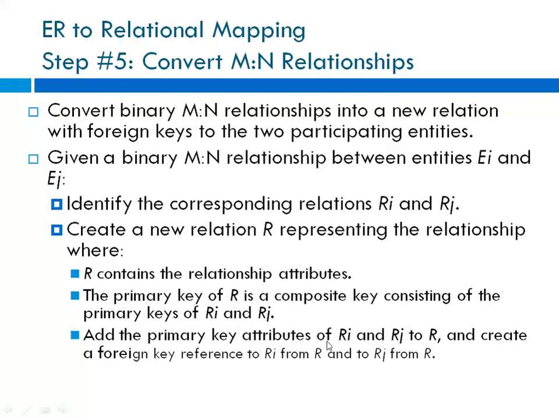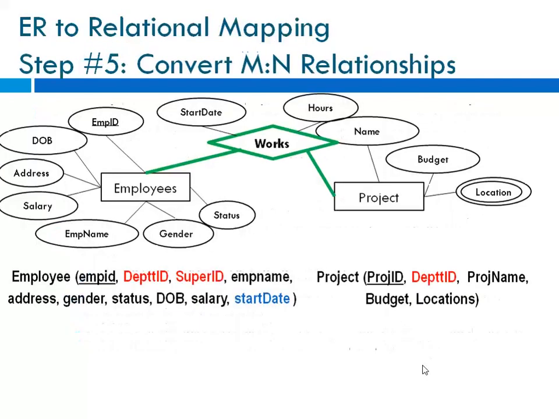Add the primary key attributes of RI and RJ to R and create a foreign key reference to RI from R and to RJ from R. So the primary keys which become the composite key of the new table R will be identified as foreign keys to RI and RJ. So let us see here.